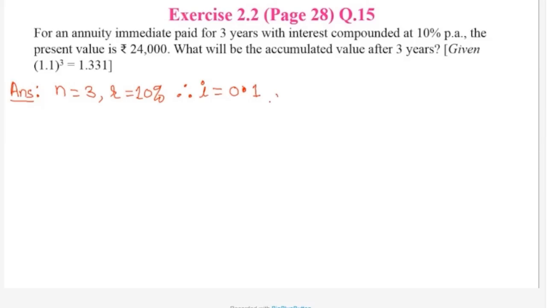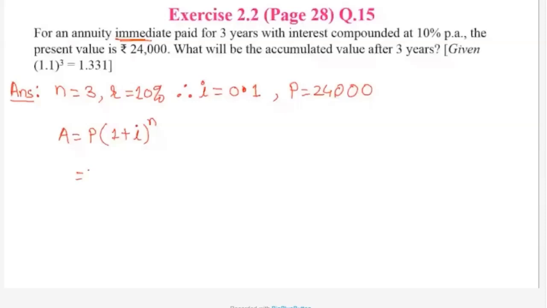What else is given? Present value. Present value means P. Annuity immediate. P is equal to 24,000. Now write down that formula. A is equal to P in bracket 1 plus i bracket raised to n.